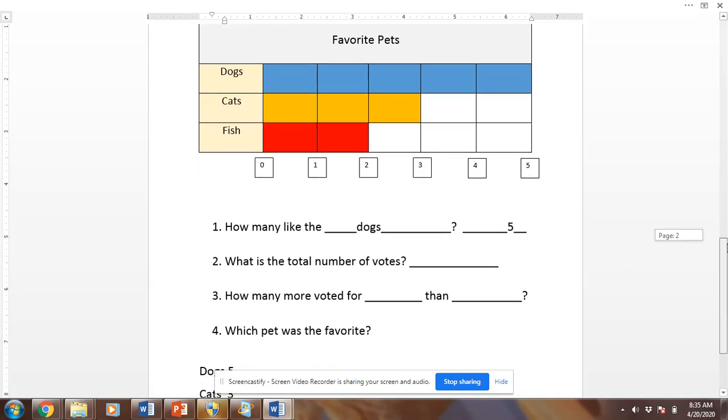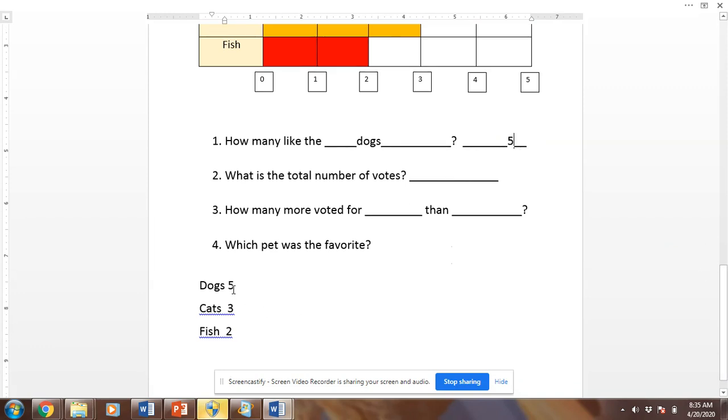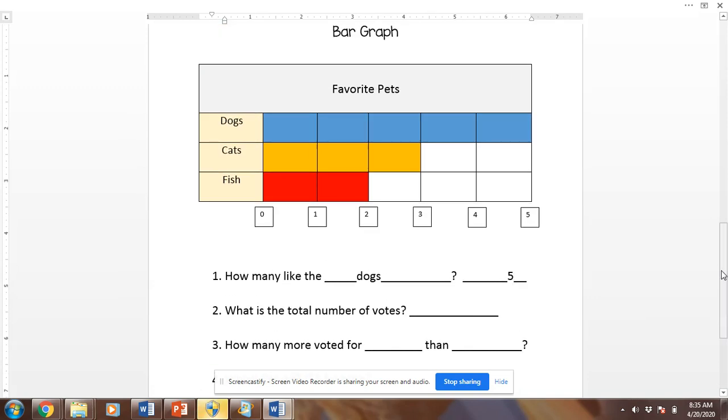So I can do it 2 different ways. I can take 5 plus 3 plus 2, and add them all up, right? So 5 plus 3 is 8, and 8 plus 2 is 10. Or I could go up here and just count them all. 1, 2, 3, 4, 5, 6, 7, 8, 9, 10. So how many people voted in total? 10. Excellent.